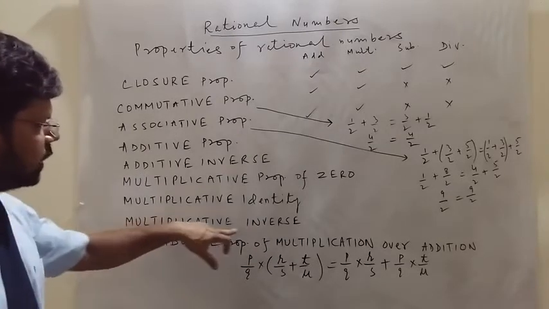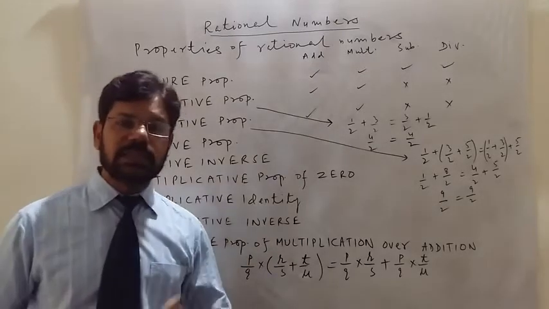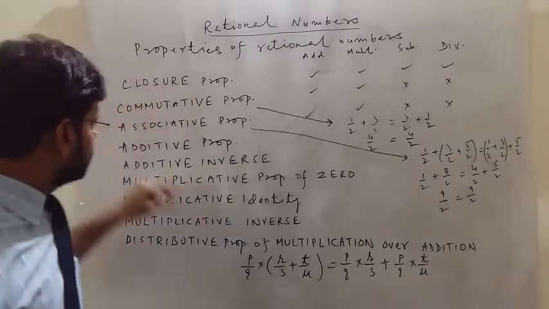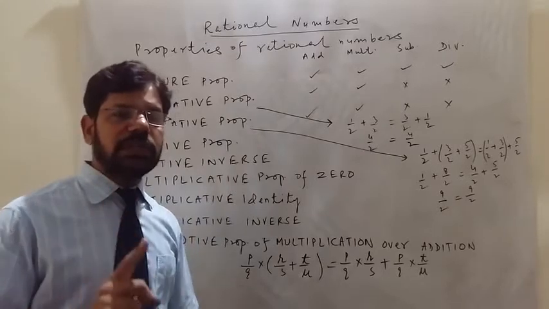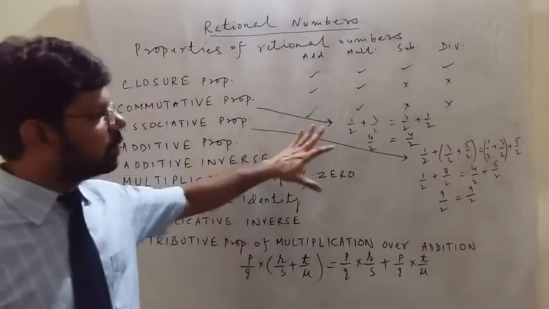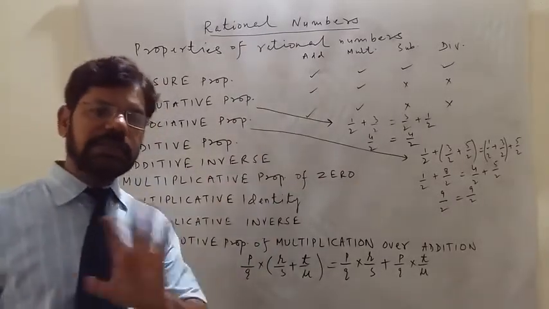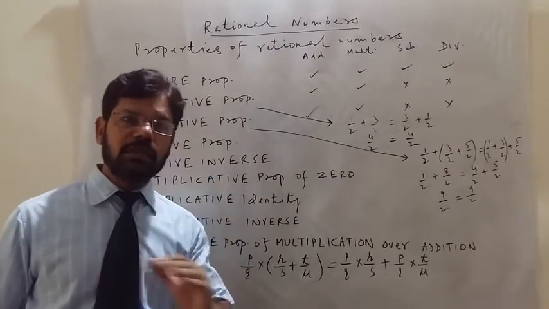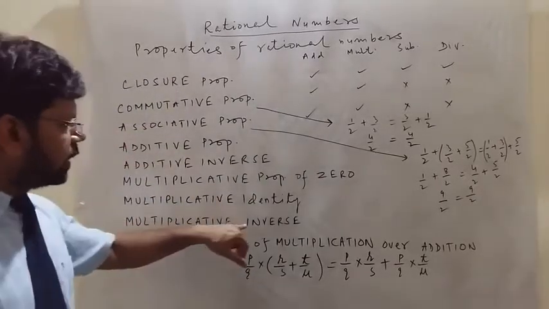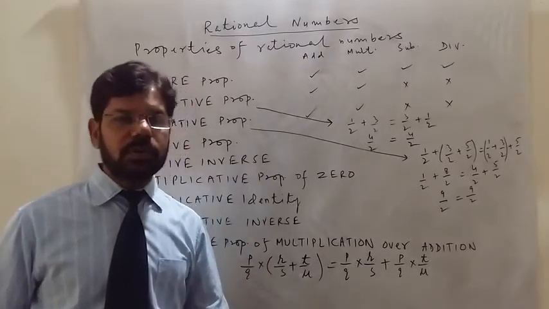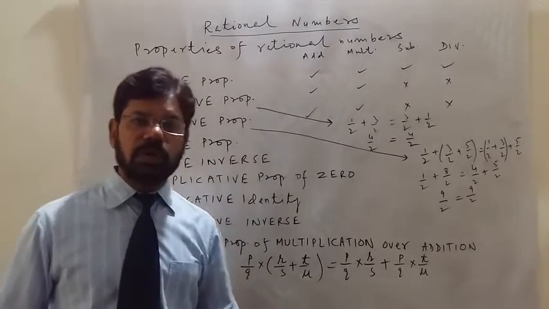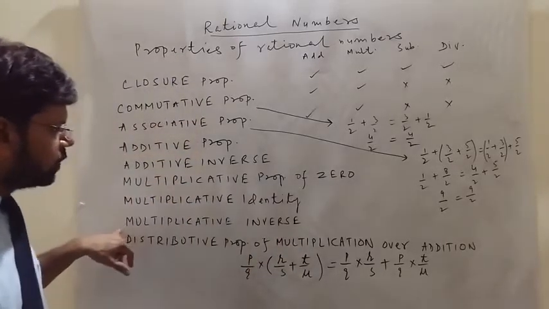Then this is multiplicative inverse. Multiplicative inverse means the reciprocal of the number. Same here, additive inverse. Additive inverse means if you change the sign of the rational number. Suppose one number is a positive rational number, the other is negative. That would be the additive inverse. In the case of multiplicative inverse, this is the reciprocal of that number. Like 1/2, then the reciprocal of this is 2/1. So that would be the multiplicative inverse.